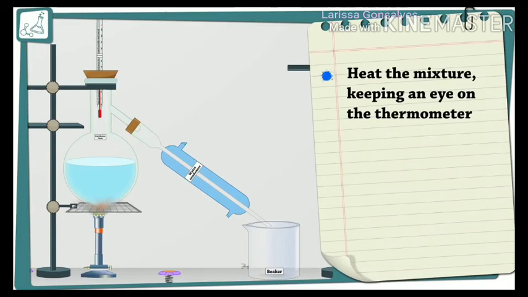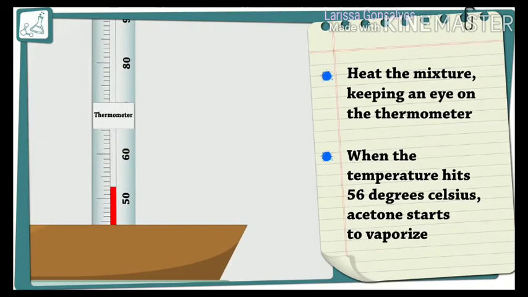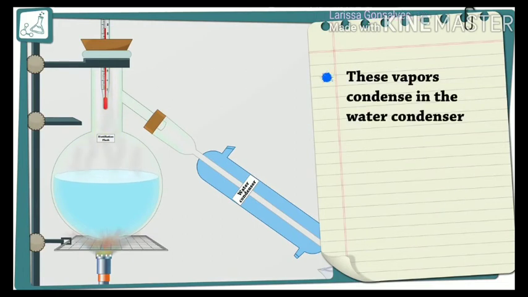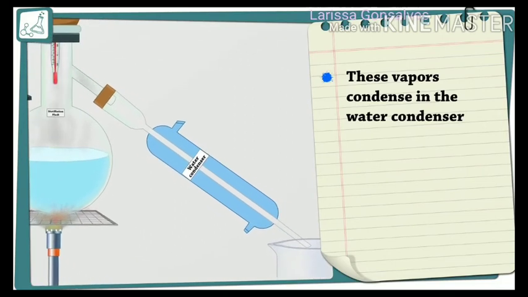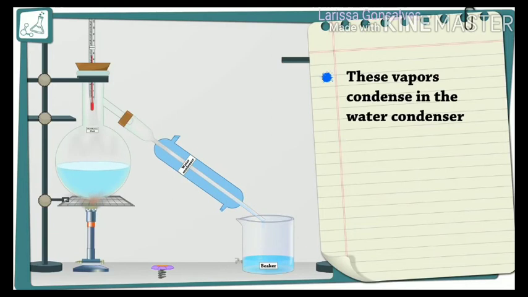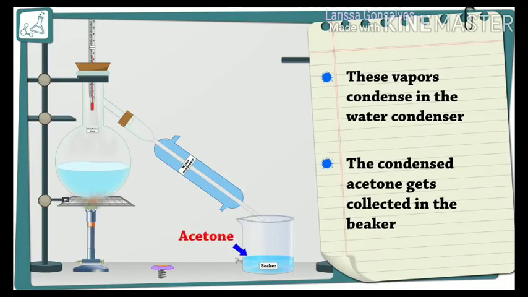Heat the mixture, keeping an eye on the thermometer. When the temperature hits 56 degrees Celsius, acetone starts to vaporize. These vapors condense in the water condenser. The condensed acetone gets collected in the beaker.